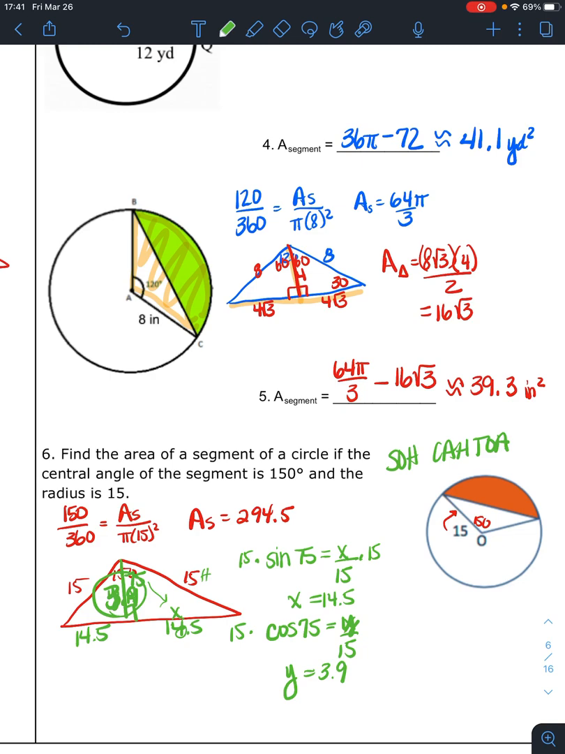So now we've done all of that, but we still need to get the area of this triangle. The area of the triangle is 3.9 times 29, 14.5 plus 14.5. That's that whole base that we just found, divided by 2. So 3.9 times 29 divided by 2 is 56.55.